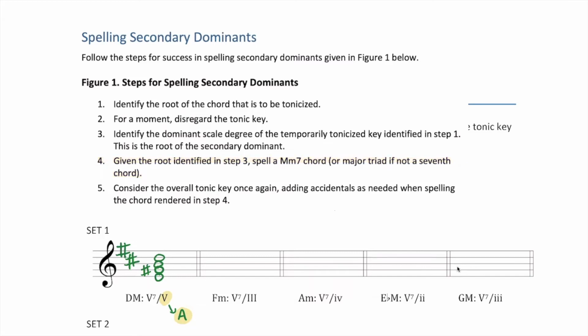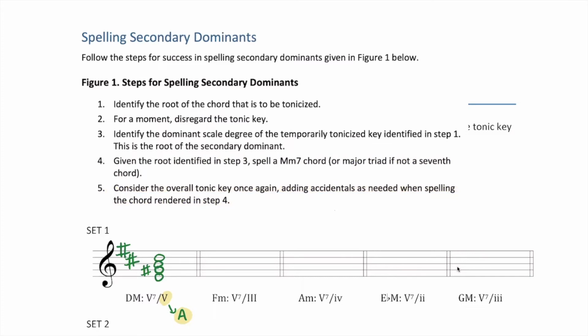Before moving on to the next one, think about step 5. Most of these chords, though not all of them, will have accidentals because most secondary dominants are chromatic chords. So step 5 allows us to place that chord back in the original key. If you've already written the key signature of the original key, there's really not much more to do. Let's do the next one together.